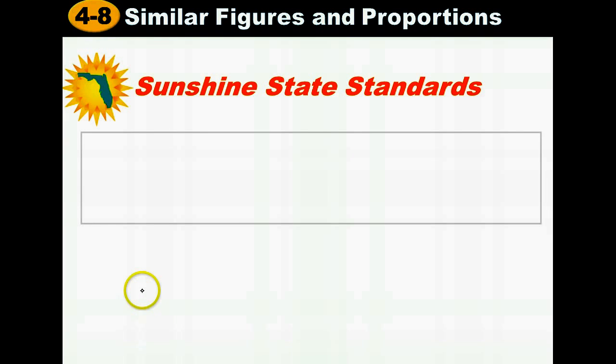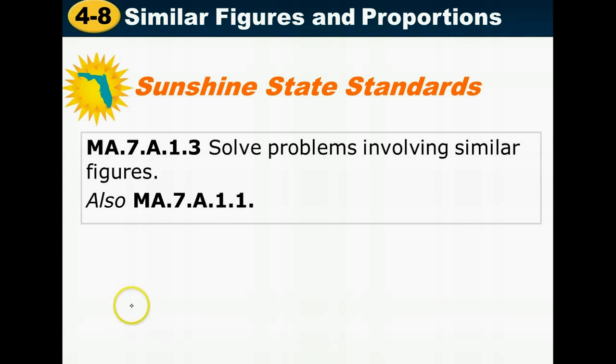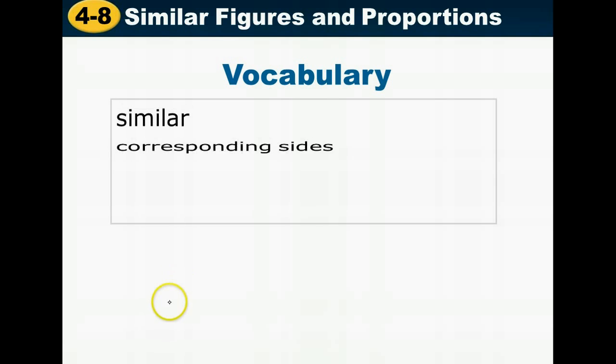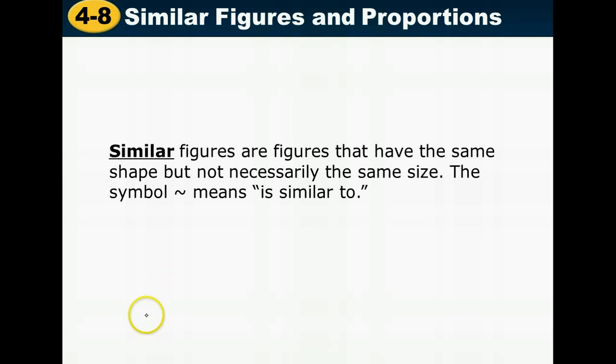Hello guys, welcome to another section dealing with proportions, but this time we will be dealing with similar figures. So today you will be learning how to solve problems involving similar figures. Vocabulary for today are similar, corresponding sides, and corresponding angles. Now, similar figures are figures that have the same shape but not necessarily the same size.